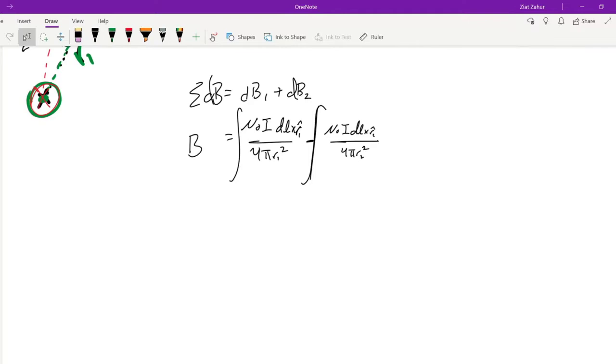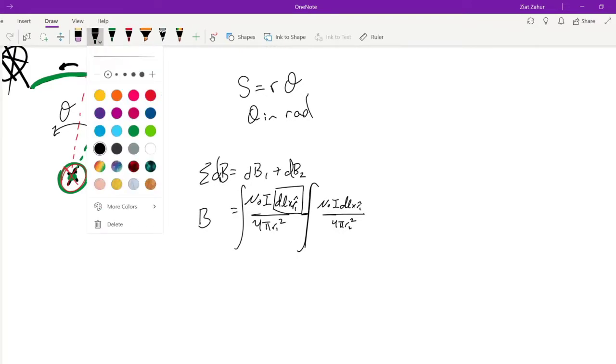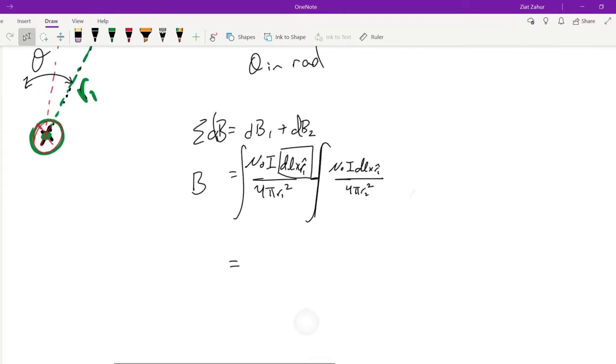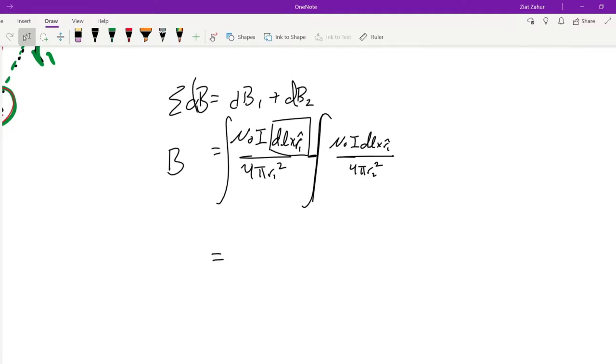Let's change up the dl cross r hat part. What is this thing? Usually it's just dl sine theta, right? But we have 100% because our dl vector is already 90 degrees to the radial vector. Sine of 90 is 1. So what we get is mu naught I over 4 pi. But dl is a function of theta, because theta is changing. Theta goes from 0 to theta.